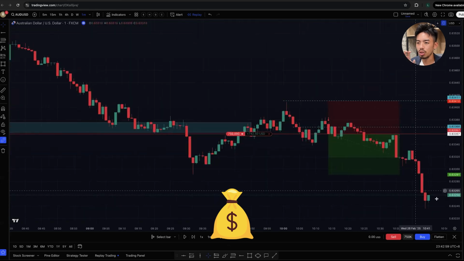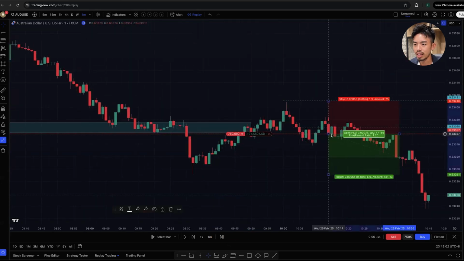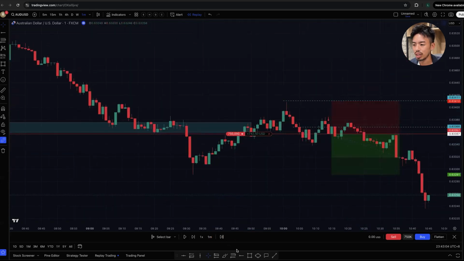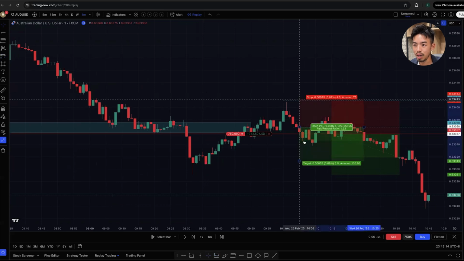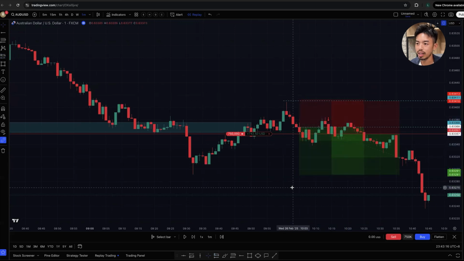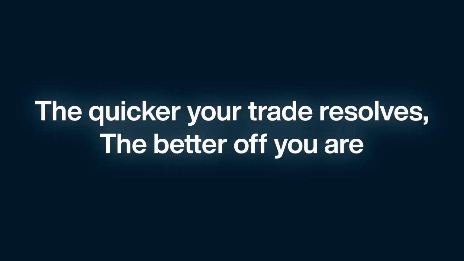Okay. So look at the difference here. Getting in at this zone here versus getting in initially where the shooting star was showing up on the higher time frame, which was here. Yes, you might have a better risk reward at that stage. But look at how much longer you have to wait until the trade actually resolves. In trading, the quicker your trade resolves, the better off you are.